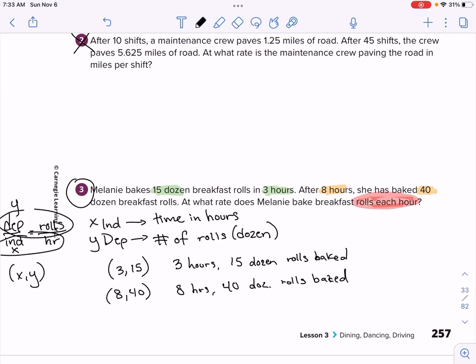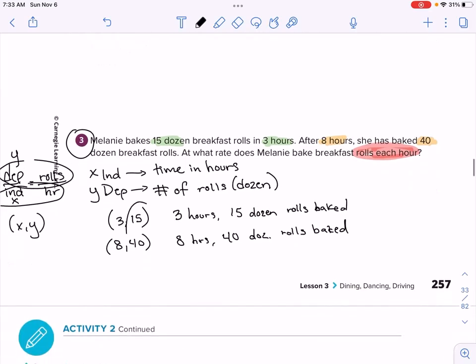Okay, now comes the time that we're going to set this up. Let's subtract our y's. I'll do 15 minus 40. I'll start at the top one this time. That means for the x, I have to start on the top one. So this is 3 minus 8. Okay, let's simplify. 15 minus 40.